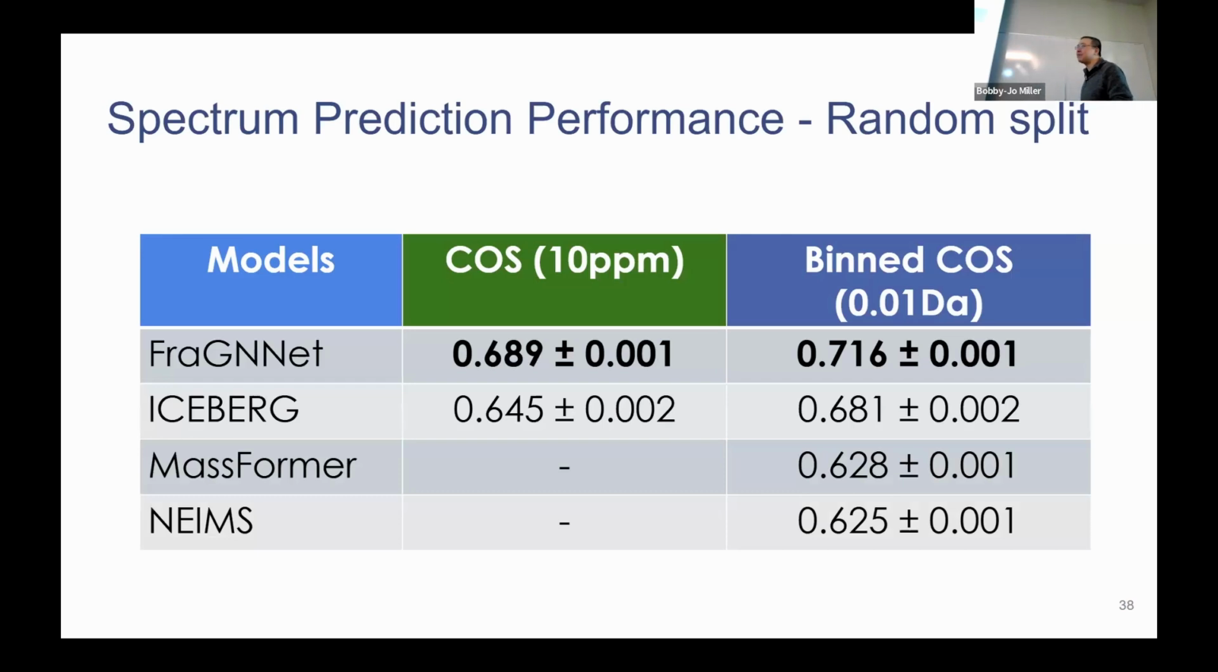Then we also compared this to some giant neural net approaches. The first one is called MassFormer. It's actually from a co-author on this project. That is a giant graph transformer, probably 20 times larger in terms of number of parameters than FraGNNet. It cannot really do the 10 ppm because it's not predicting very high resolution data. But even only measuring on the binned versions, its performance is not as good as what we have. We almost have a 0.9 difference over there.